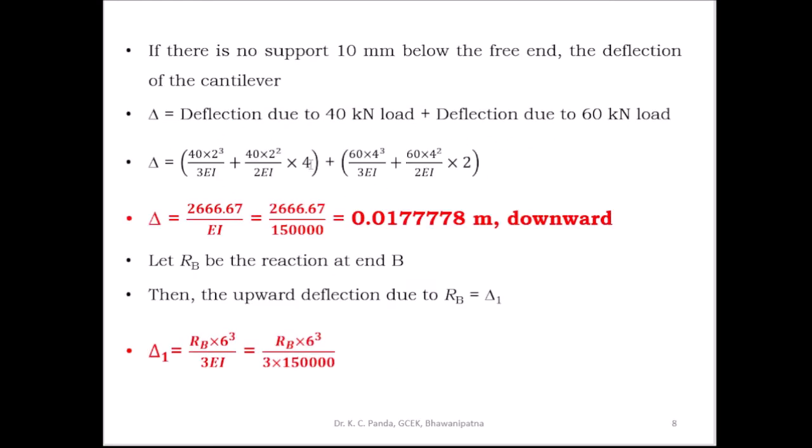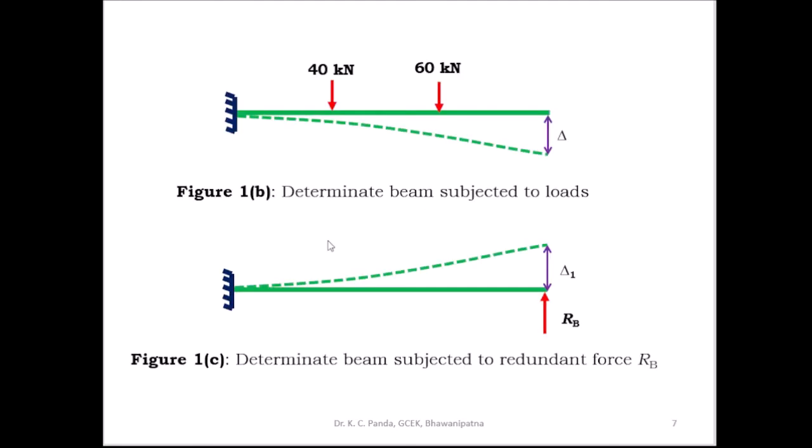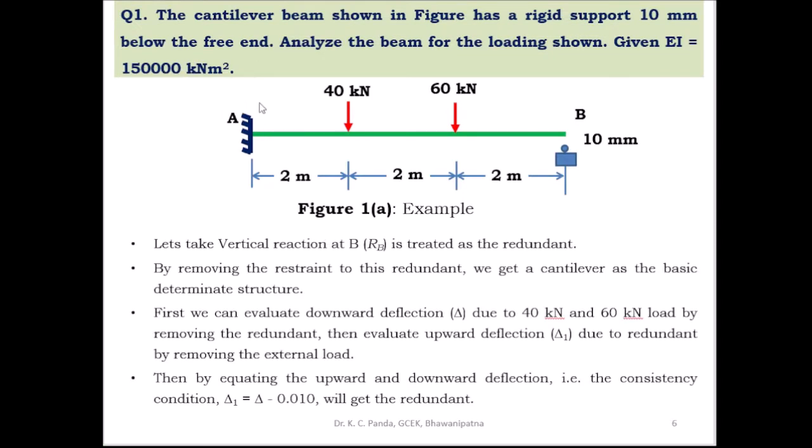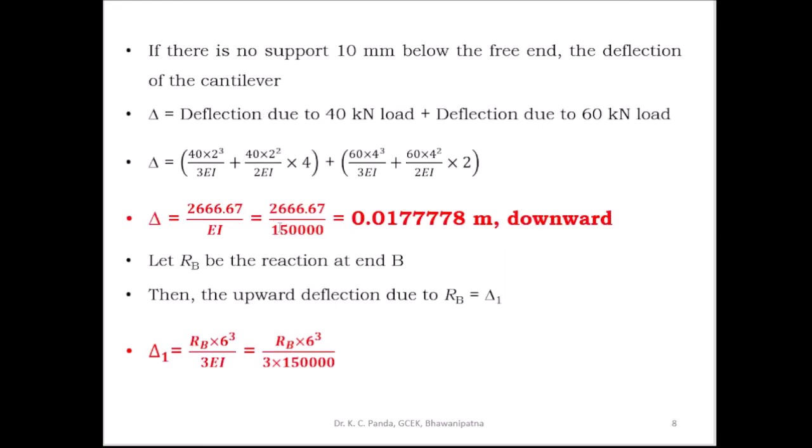So this is the total deflection due to the 40 kilonewton load and the 60 kilonewton load. Then after simplification, delta is equal to 2666.67 divided by EI, but we know EI is equal to 150,000 kilonewton meter square. Putting this value here, after simplification, delta is equal to 0.01777778 meter, and this is downward deflection.